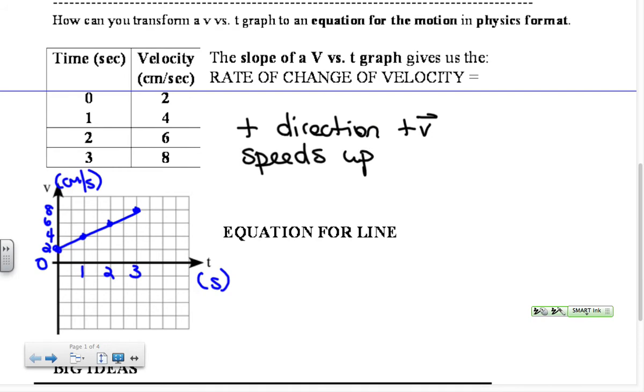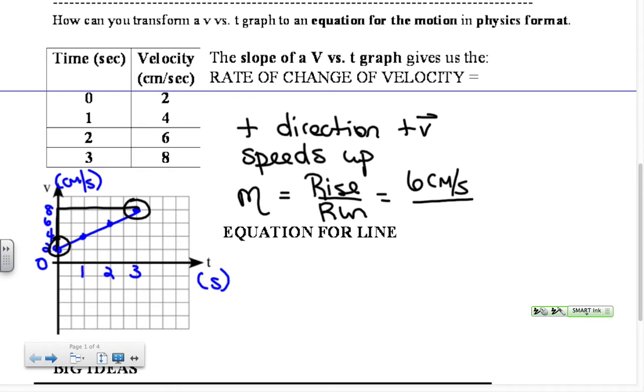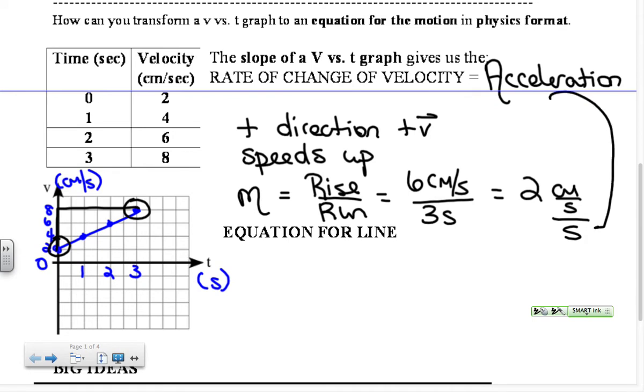And I know that I can calculate the slope of that line. So m represents the slope, which would be simply rise over run. If I pick 2 points on my graph, beginning and end, my rise is 6 centimeters per second, not 8. Notice where it starts. And then my run is 3 seconds. And I get 2 centimeters per second per second. Now, if 2 centimeters per second per second is the slope, and the slope represents acceleration, that tells me that for every second I speed up by 2 centimeters per second.